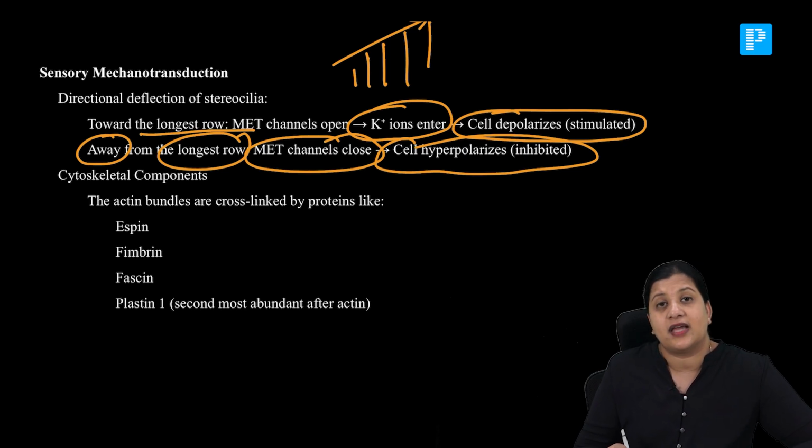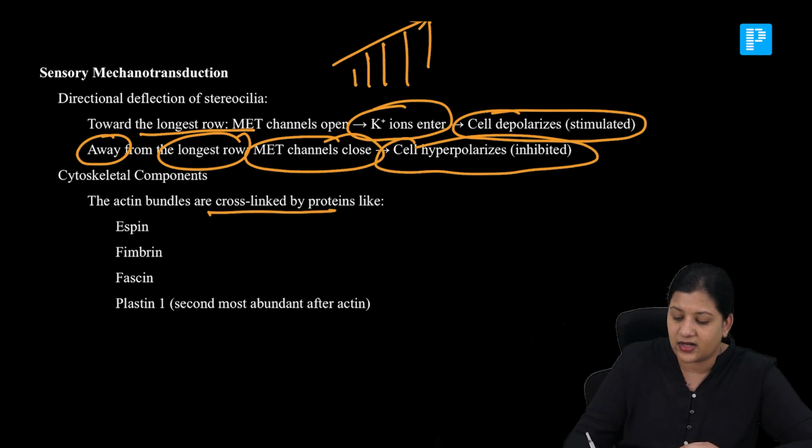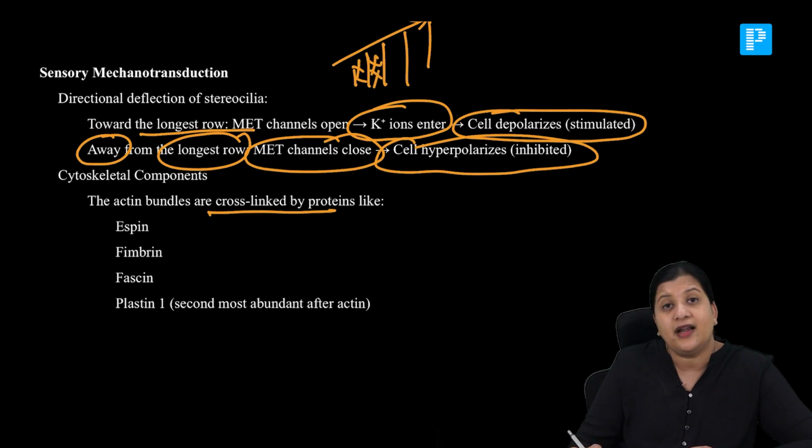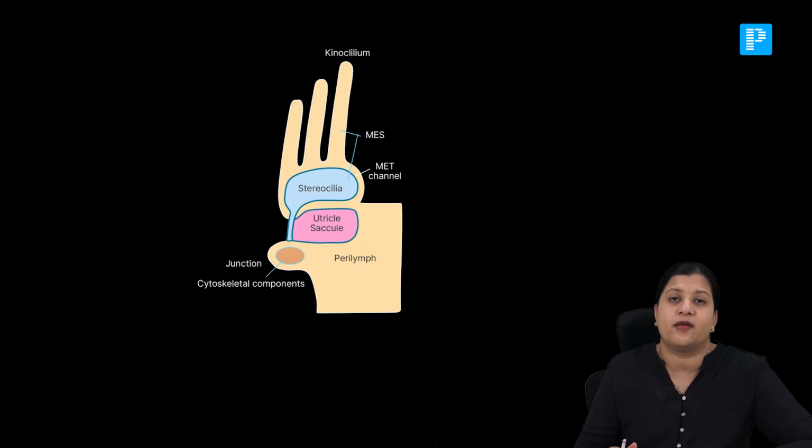Then we have the cytoskeletal components. We know these are made up of actin filaments, right? Along with that, we have actin bundles which are cross-linked. Between the actin bundles, we have cross-linking. That cross-linking is given by what? It is by espin, fibrin, fascin and plastin. If there is any defect of any of these cross-linking proteins or actin, it can result in either hearing loss, vertigo or imbalance.